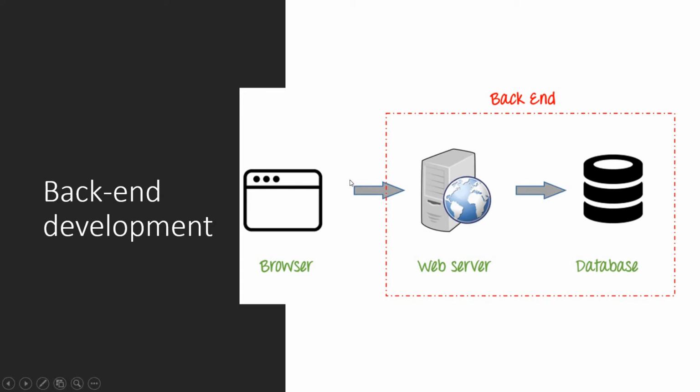So a browser at first requests a web page from the web server. The web server sends a data request to the database. The database returns data to the web server, and the web server then responds to the browser with the data that is displayed on the browser's screen. So this is the basic functionality of a website, which consists of both front-end and back-end.